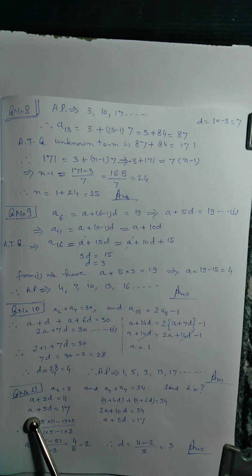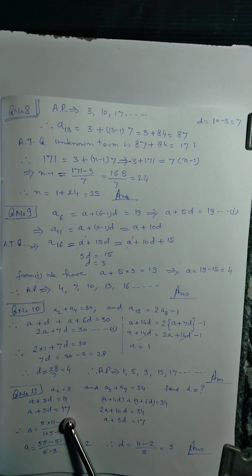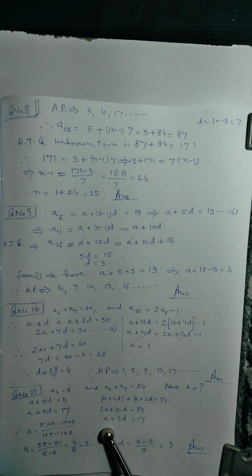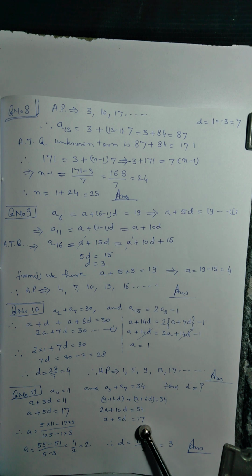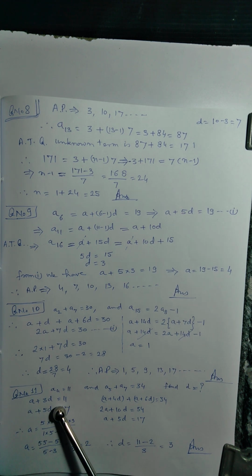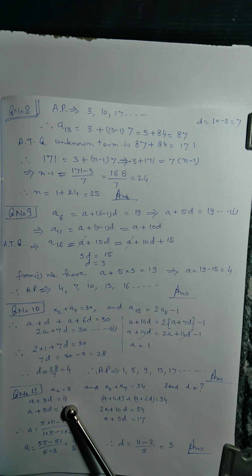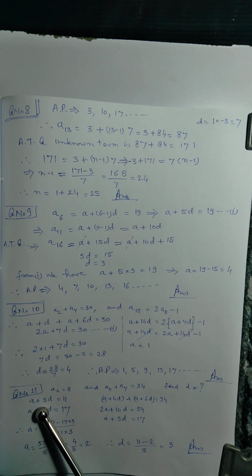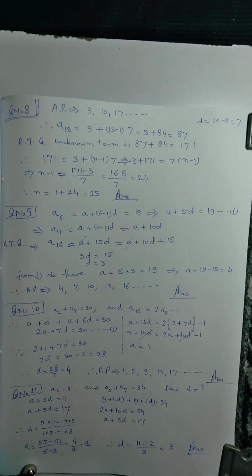Now here you solve it, you will get 2A plus 10D is equal to 34, so A plus 5D is equal to 17. So A plus 3D is equal to 11 and A plus 5D is equal to 17. Now with the help of cross multiplication, you find out with these two equations the value of A and D.